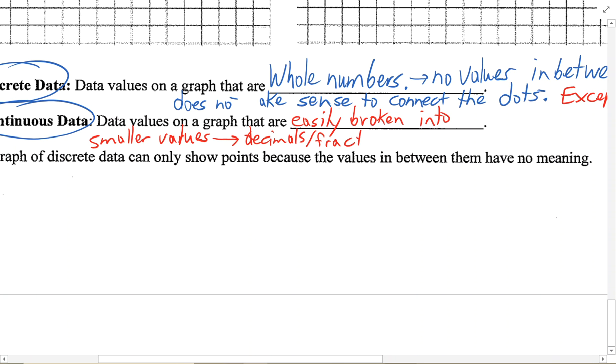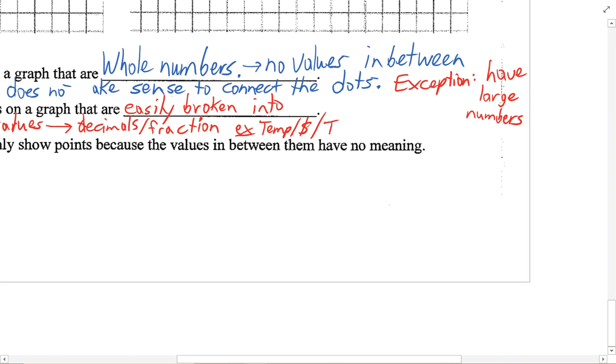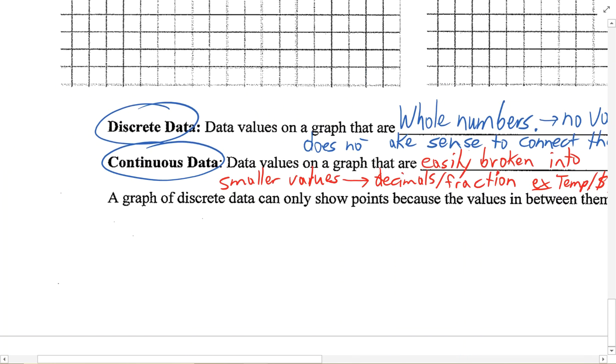So if it makes sense to write them as a decimal or fraction, then you're going to have continuous data. So the example for this one is temperature, money, time, volume, mass, distance. Okay, so what are some examples of discrete data?